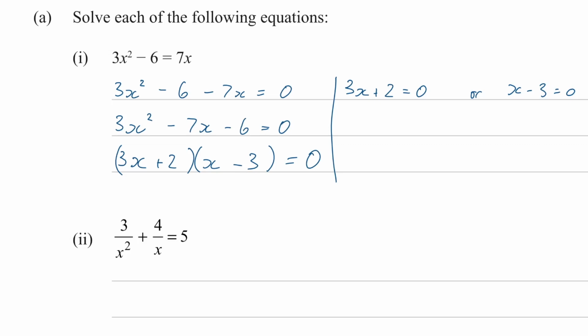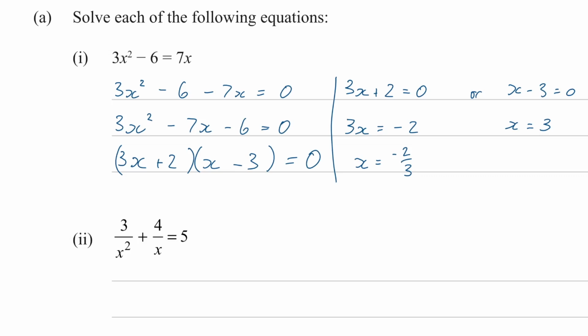And now to get x, we're just solving a simple linear equation, right? We've boiled the problem down to a linear equation. So for this one, we'll subtract 2 on both sides, and then we'll divide by 3 on both sides. So x could be negative 2/3. On the other equation, we will add 3 to both sides. So our solutions are x could be negative 2/3, or x could be 3.